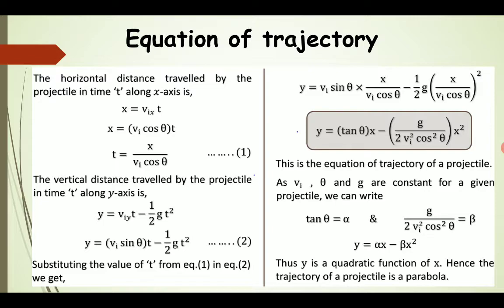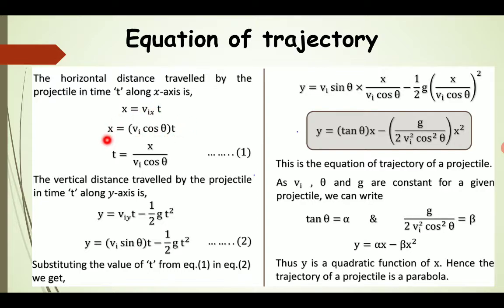Now in order to derive the horizontal range, we consider the first equation of motion. We know that the horizontal distance traveled by the projectile in a given time t along the x-axis is given by the formula that velocity is distance upon time. So the velocity at the point of projection is the distance divided by the time taken. As we are discussing the horizontal distance, we consider the horizontal component of the velocity, that Vix is Vi cos theta, and cos theta represents the horizontal component for a given physical quantity. So distance is equal to Vi cos theta into t.